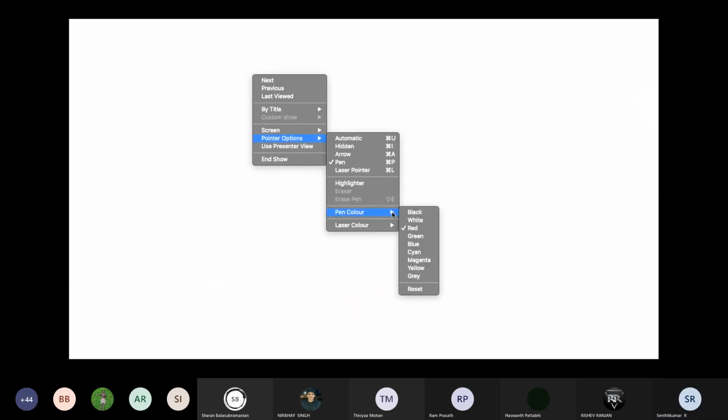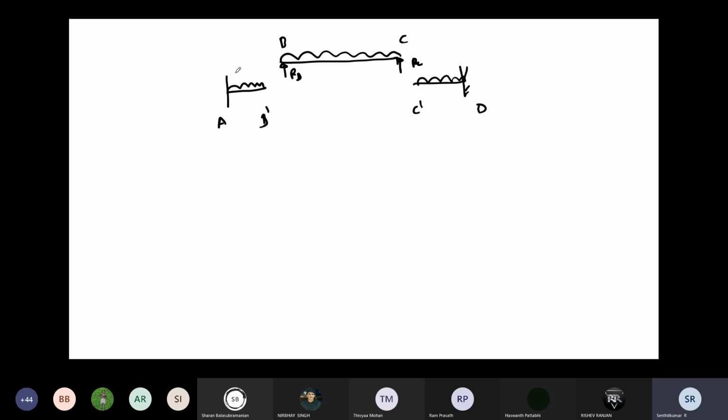What I can do is make it so. If I have this as B, C, A, B dash, C dash, D, right? So here I am making an RB, and this is RC. This support reaction will act here also, right?